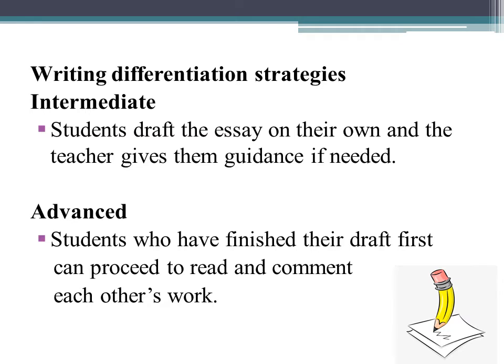So for the differentiation strategies for this writing stage, for the intermediate students, the students draft the essay on their own and the teacher gives them guidance if needed. As for the advanced students, students who finish their draft first can proceed to read and comment on each other's work. So those students who have finished their work first can swap their drafts with friends who have also finished their work, and compare, and give constructive criticism or ideas or suggestions on how to improve their draft, to make a better essay.